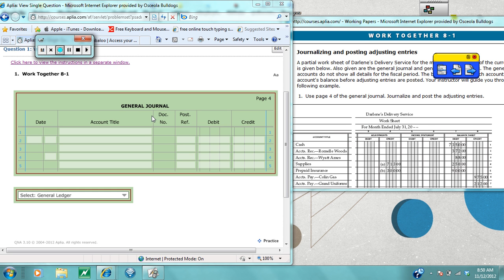Welcome to Accounting Lesson 8-1, Work Together. In this section, you're doing what's called adjusting entries. And you've already done all your planning.